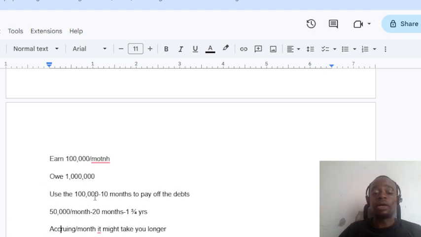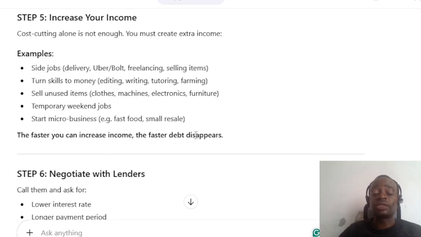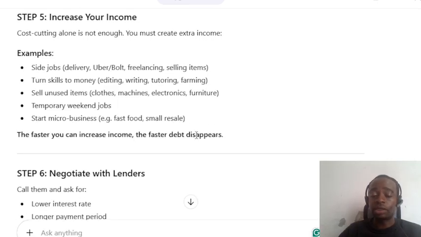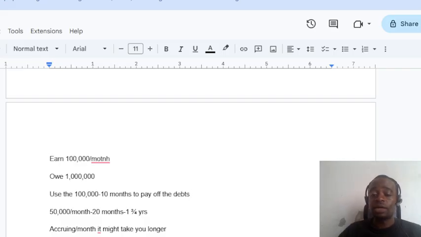But if you have a debt accruing at an interest rate of something per month, it might take you long. So you need to increase your income. For example, look for side jobs, turn your skills into money, sell unused items, take temporary weekend jobs, start micro businesses. So the faster you increase your income, the faster debt disappears, which is absolutely true. I have actually realized that most Kenyans don't have a spending problem. Most Kenyans have an income problem.